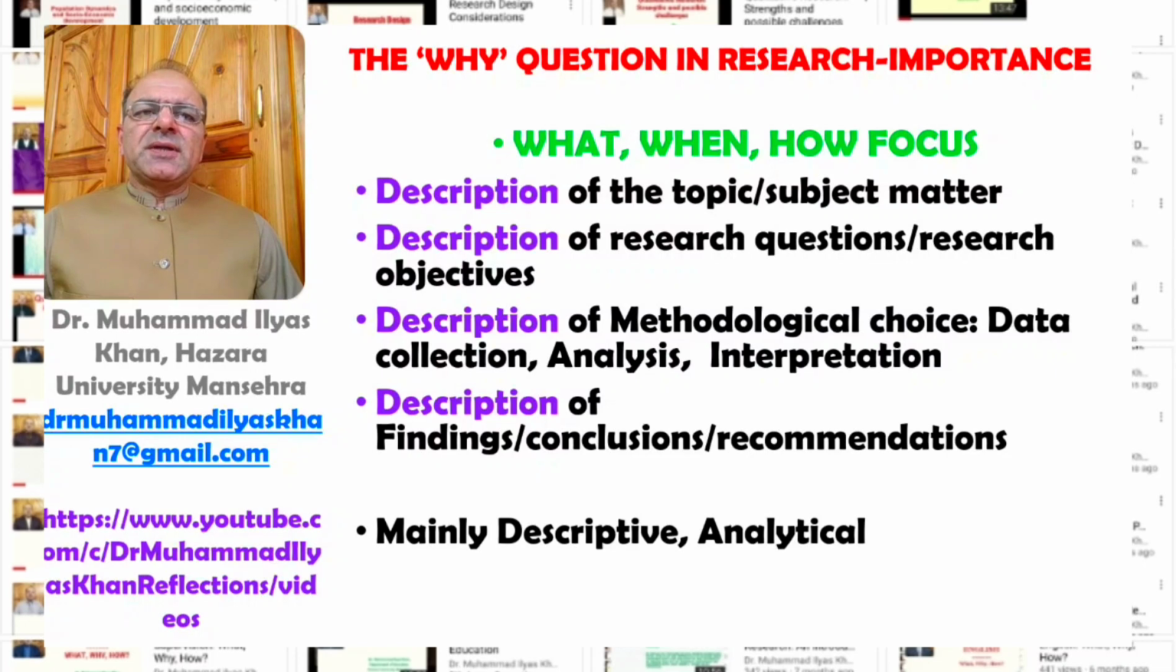So, first, let us briefly describe the what focus or the descriptive focus of the research process that one generally comes across in student research theses and research papers. Generally in this type of focus, there is focus on the what, when, and how of the research process. There is generally a description of the topic or the subject matter around which the research revolves. Then there is a description of the research questions and research objectives. Generally the research questions and research objectives are presented without any critical analysis of the background of those research questions or objectives.